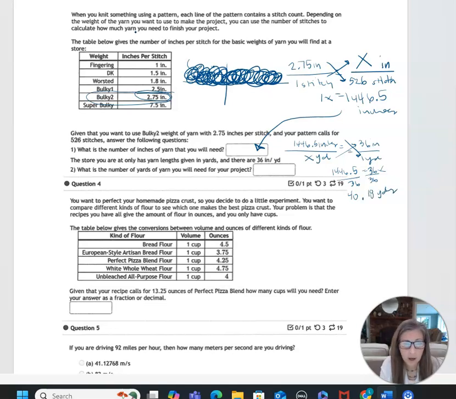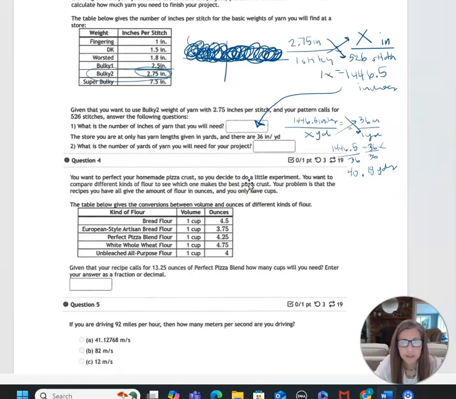Now, it says, what is the number of yards you will need? I'm not sure if they want that as a decimal, 40.18, or if they want you to round. You would actually have to round up and get 42 yards of fabric. So you'll have to play around with MyOpenMath and see which, it doesn't specify decimal values, I don't think. Maybe I overlooked it.